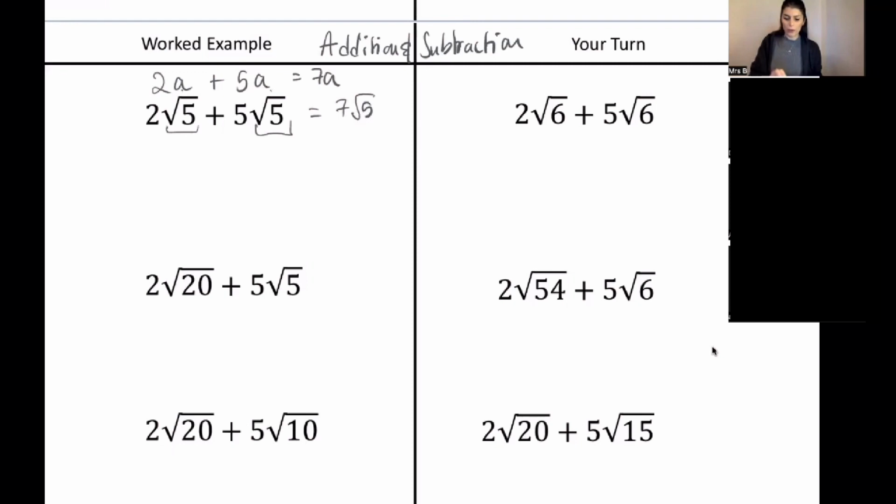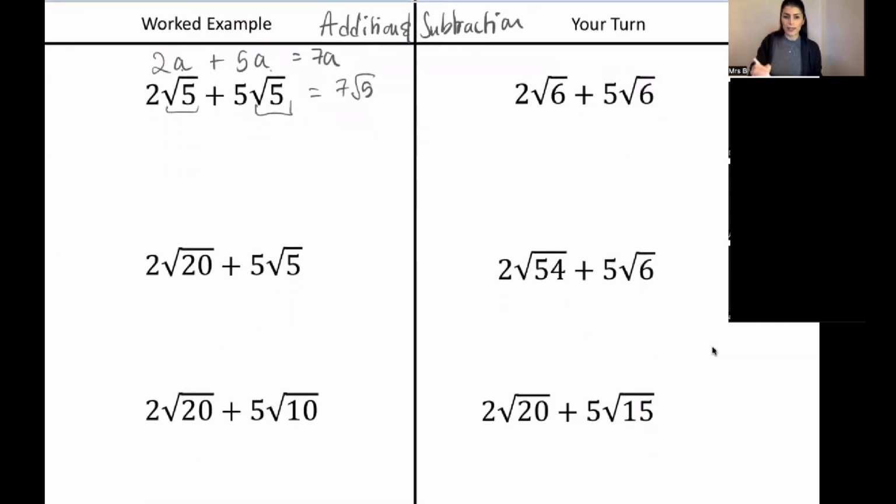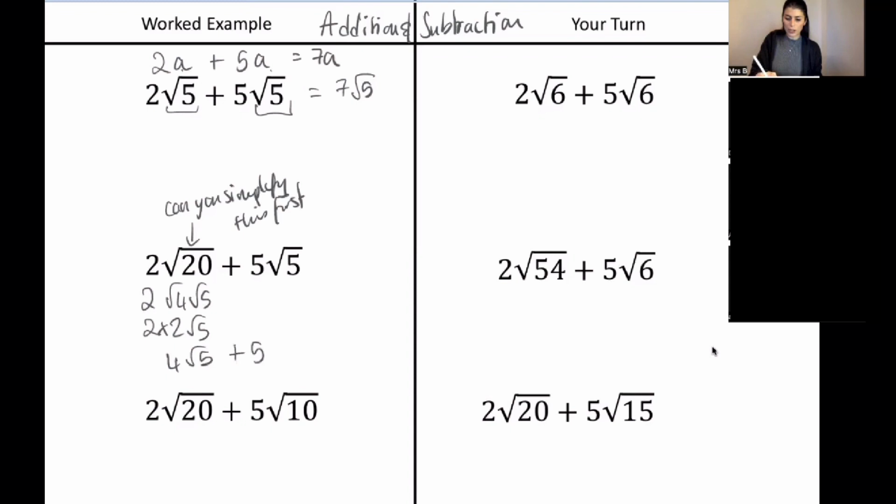The one below, if you notice, you've got 2 root 20 plus 5 root 5. Well, can you simplify this first? So root 20 is root 4 times root 5. And that gives me 2 times 2 root 5, which is 4 root 5. So because the surds are the same now, I can add them together. So 4 root 5 plus 5 root 5 is 9 root 5.